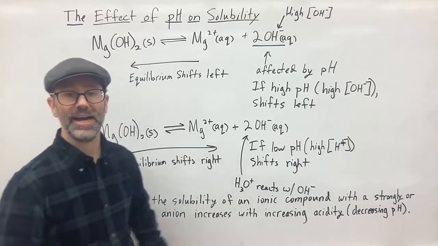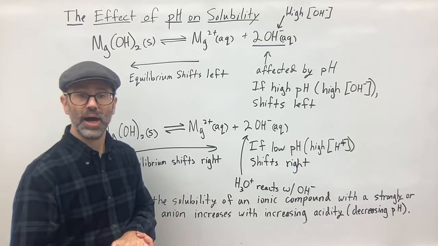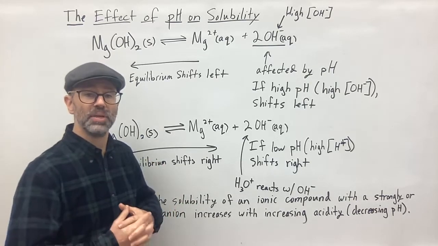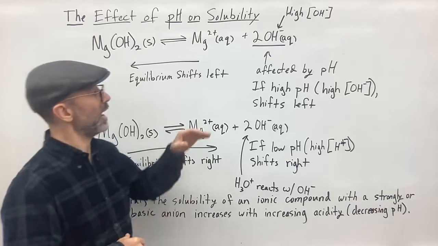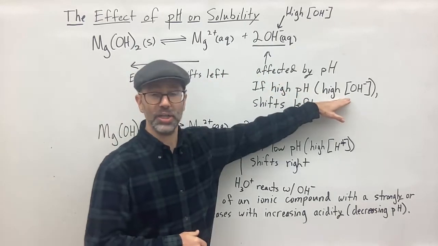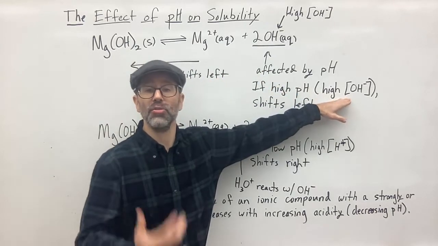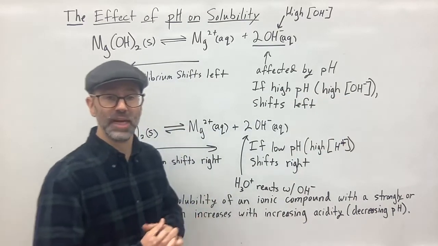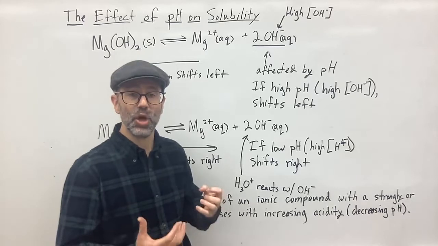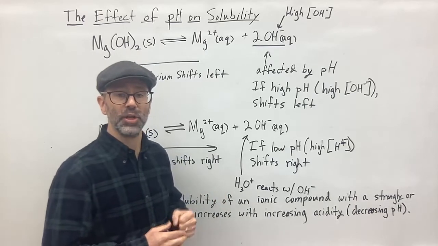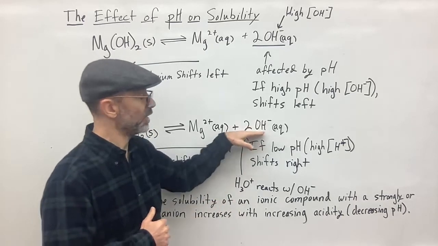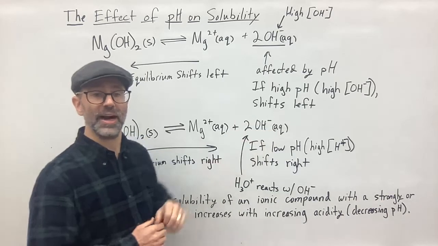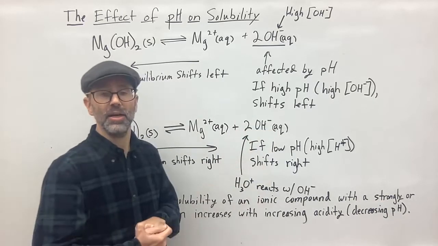What if I have a low hydroxide ion concentration? What if the pH is low? pH being low means I'm going to have a low concentration of OH minus, but that also means I'm going to have a high H3O plus concentration. And that H3O plus is going to react with the hydroxide I have in solution, right? So let's say I throw some acid in there.